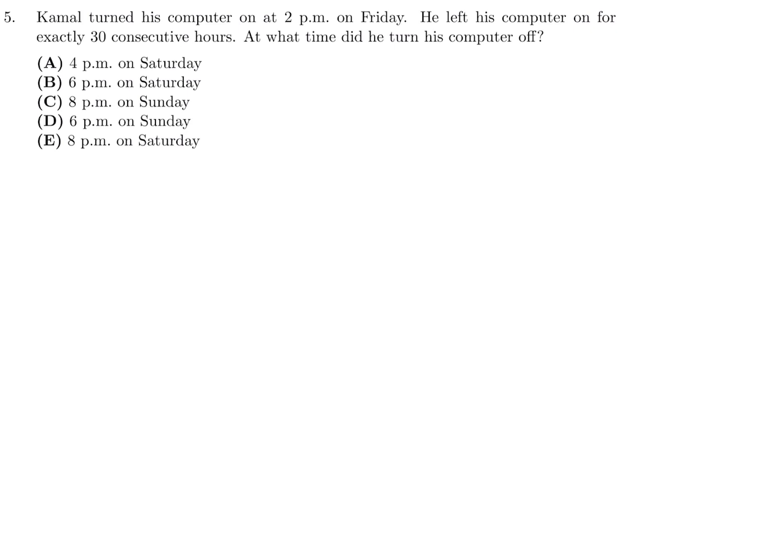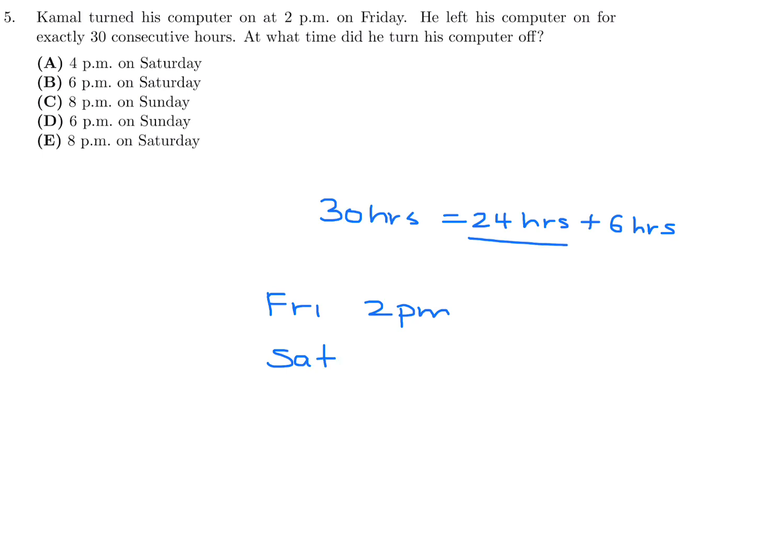Kamal turned his computer on at 2 p.m. on Friday. He left his computer on for exactly 30 consecutive hours. At what time did he turn his computer off? Well, 30 hours is 24 hours, which is 1 full day, plus 6 hours. So Friday, 2 p.m., if we do 24 hours, it would be Saturday, 2 p.m. And then, of course, we have to add an additional 6 hours. So that brings me to 8 p.m. on Saturday. So number 5, the answer is E.